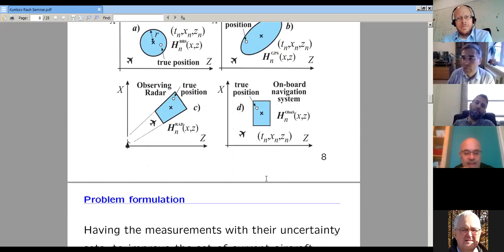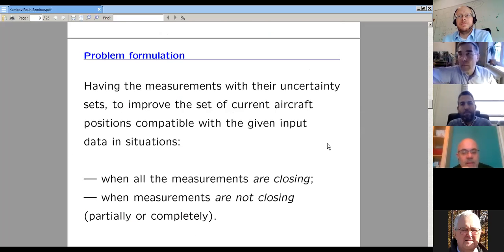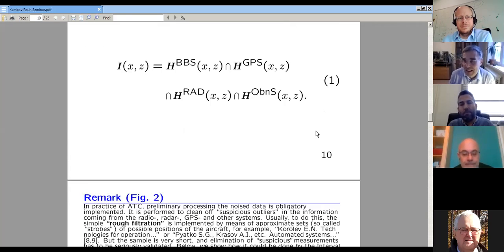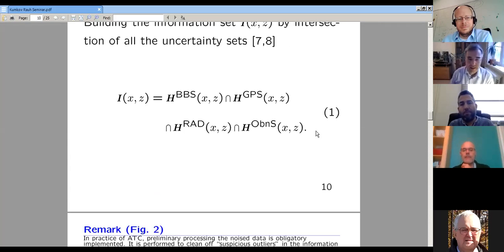Mm-hmm. Yes, if all measurements are reclosing, I correct myself, then this intersection is not empty. Surely, and that is with guarantee contains the true position.